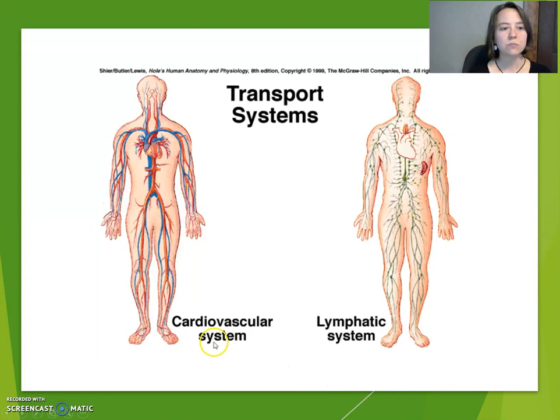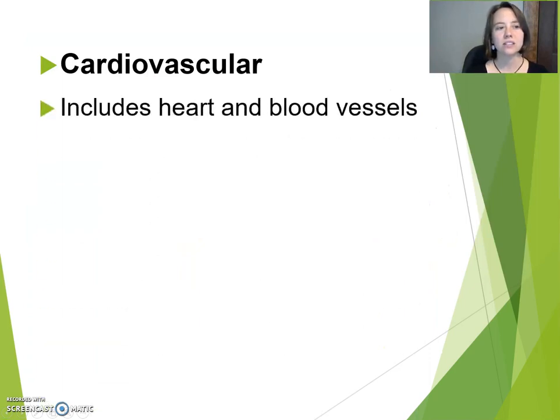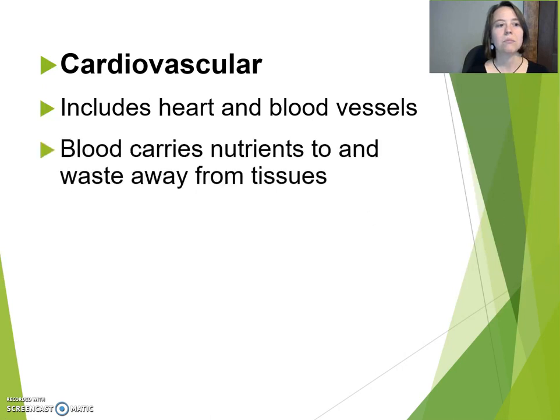Well, you need to transport molecules throughout your body. The cardiovascular system and the lymphatic system are very important for that. The cardiovascular system includes the heart and blood vessels. Blood carries nutrients to tissues and waste away from tissues.